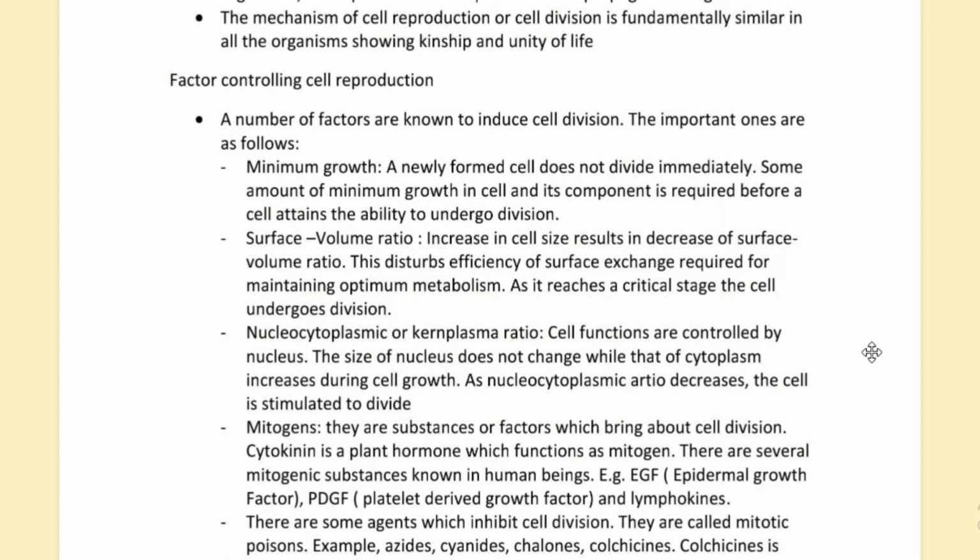Increase in the cell size will result in decrease of the surface volume ratio. This disturbs the efficiency of surface exchange required for maintaining optimum metabolism. As it reaches a critical stage, the cell undergoes division.